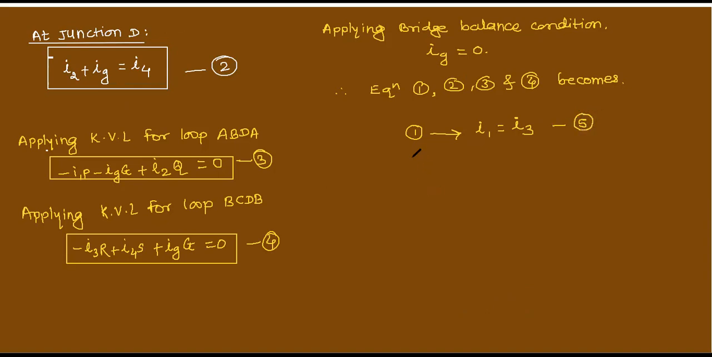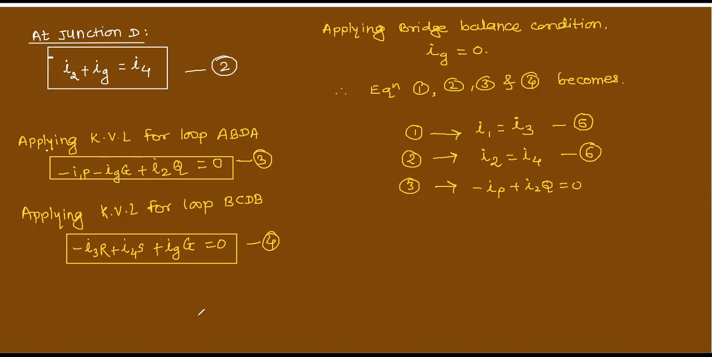Okay. Next, equation number 2 is what? I2 plus Ig is equal to I4. Therefore, here you are getting I2 is equal to I4. Call this equation number 6. Now here you substitute Ig is equal to 0. So equation 3, what does it become? See here. You substitute Ig is equal to 0. This is 0. So minus I1P plus I2Q is equal to 0.